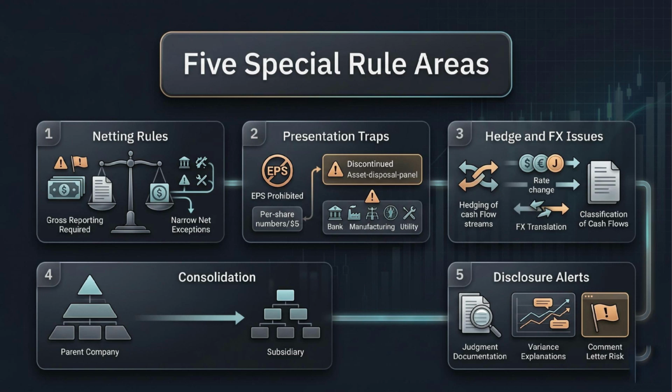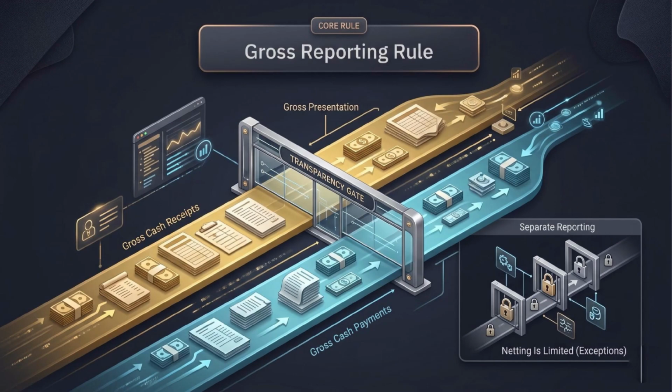Think of this video as the quality control layer of ASC 230. The first videos taught you the map. This video teaches you where the potholes are. Let us begin with the gross reporting rule.